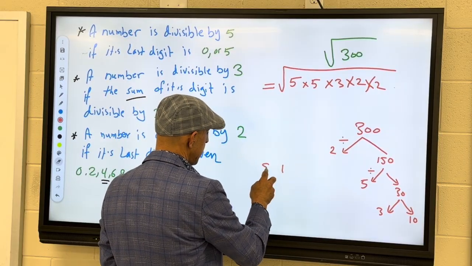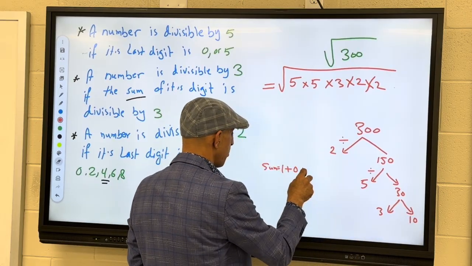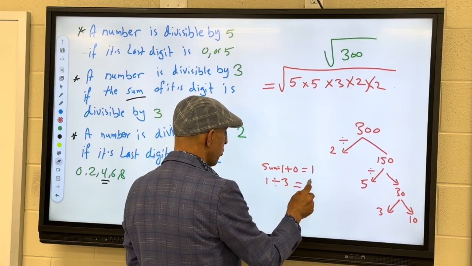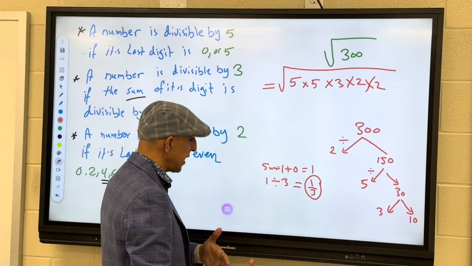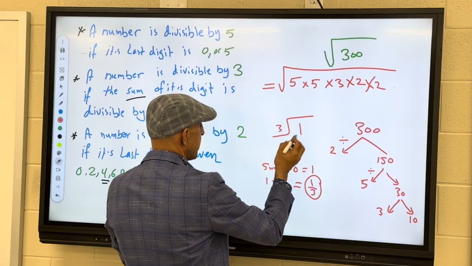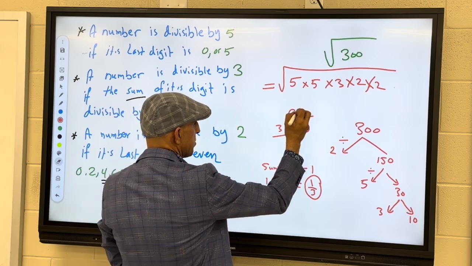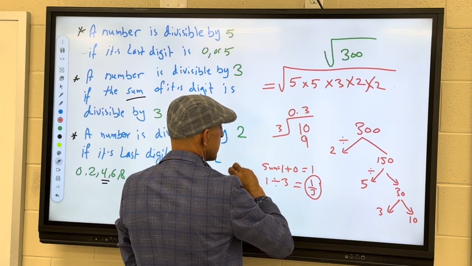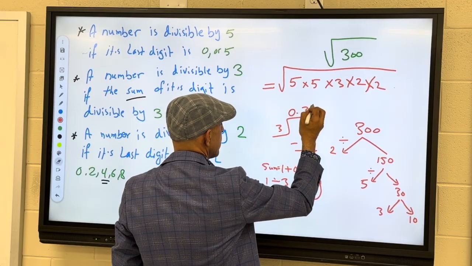you add the sum, which is 1 plus 0 as a digit, you end up with 1. If you take the sum and you divide it by 3, you will end up with 1/3, and this is not a whole number, and we still have a remainder. For example, 1 divided by 3, take it as 0. 10 divided by 3, which is equal to 3. 3 times 3, which is what? 9.